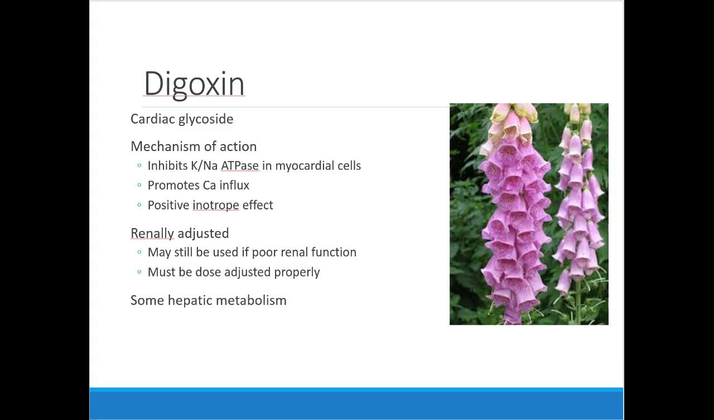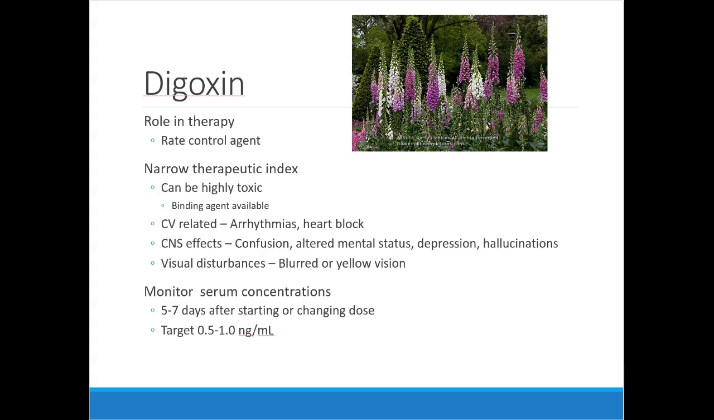Digoxin I want to mention briefly. It's a cardiac glycoside. It inhibits sodium-potassium ATPase in the myocardial cells. It's not an antiarrhythmic, but it is useful in pregnancy. It can be given, and it is a good rate control agent. There wasn't any other place to mention it. It's mostly useful in heart failure normally, but I did want to bring it up because it is recommended for use in pregnancy occasionally. It's renally adjusted, which usually isn't a big deal.